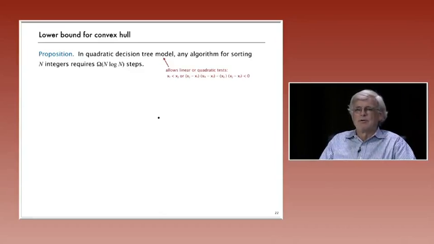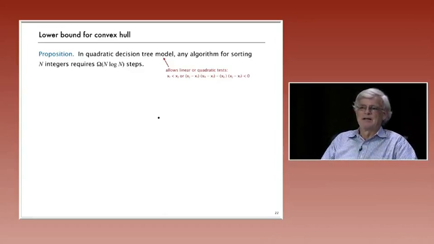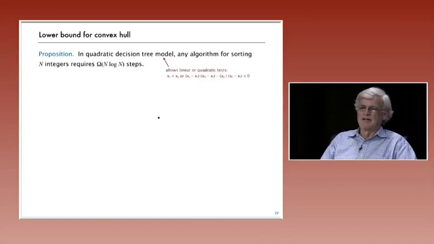So just for an example, let's look at a lower bound for the convex hull algorithm. Again, convex hull and sorting don't seem so related, but it's actually the case that any algorithm for convex hull is going to take n log n. And so we start with a more general statement about sorting.